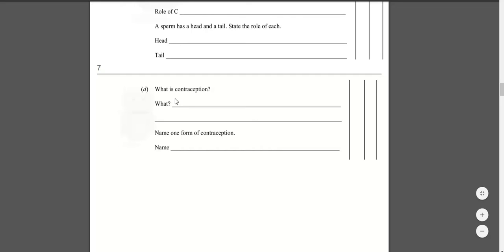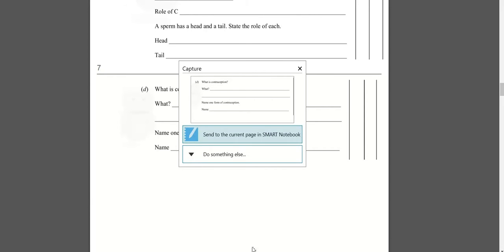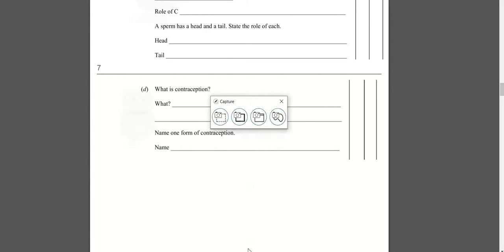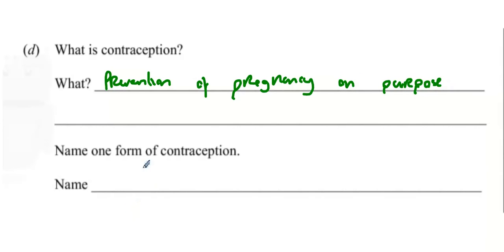All right, what is contraception? We can do this quite quickly. Contraception is the prevention of pregnancy, okay? It's the prevention of getting pregnant, on purpose, okay? Given them form contraception, the condom, okay? Very easy, let's move on.